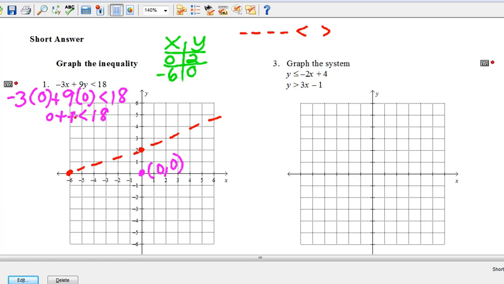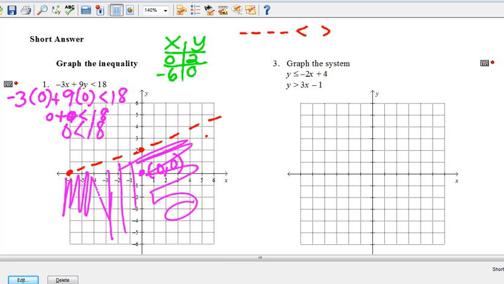And 0 is less than 18 is true, which means that the side that I shade is a side that will be including the 0, 0. So let me go ahead and shade that side. Normally, we would be doing this with pencil and it would be a little easier. I'll do my best to shade this. It's taking a long time. But you get the general idea.